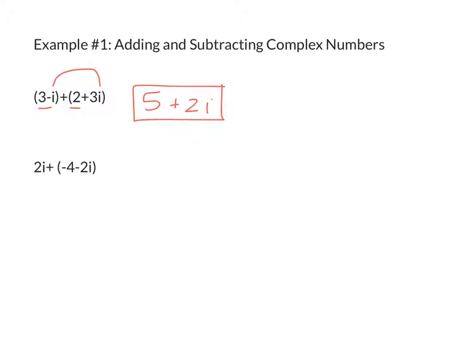All right. On this one, nothing matches with negative 4, so it is still our real part. And then 2i and negative 2i match together, but they are opposites. So our answer is just negative 4.